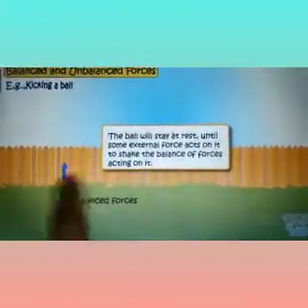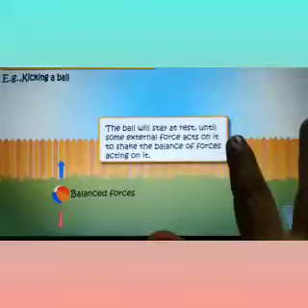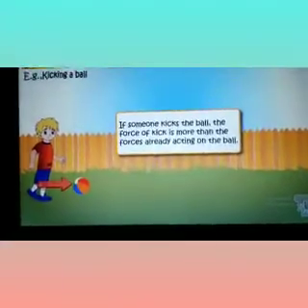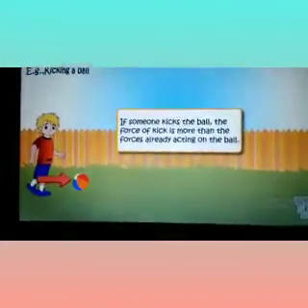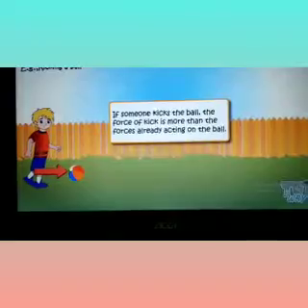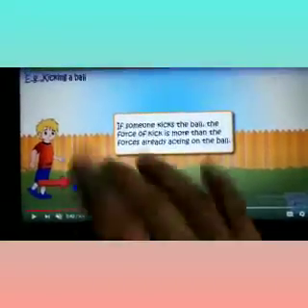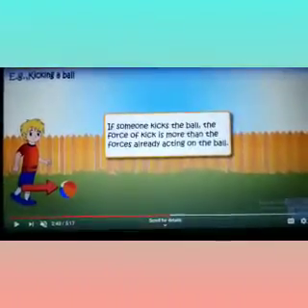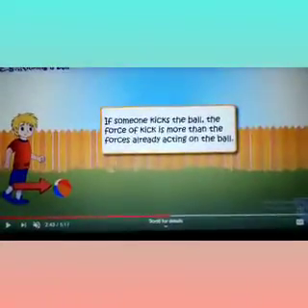So now if there is an object which is at rest, वो move नहीं कर रहा है, okay, so that means it has balanced force. Now if someone kicks the ball, the force of kick is more than the force already acting on it. अभी तक तो जो force था वो क्या था? Balanced force था, right? Just like I told you about the boy standing, gravity is pulling him down, but the surface is pushing him upwards, so it's not moving, and there is balanced force.